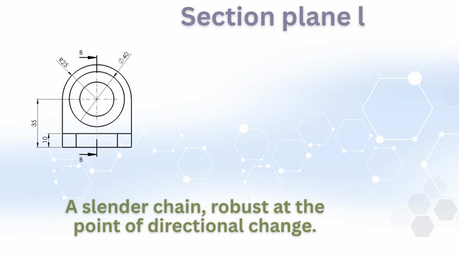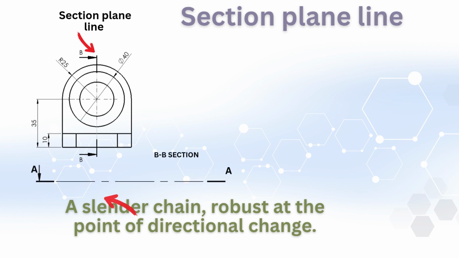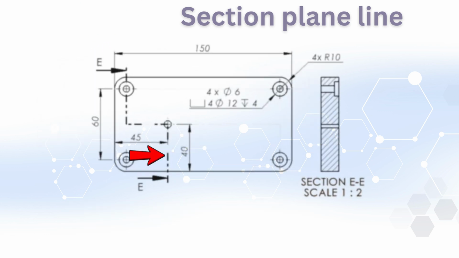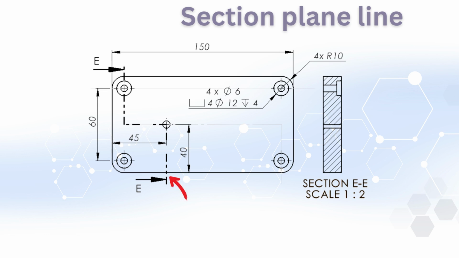Section plane line. This line is used to indicate the position of the cutting plane. In technical drawings, a section is taken to show the internal features of a part. To indicate the plane through which the section passes, chain lines with thick ends are used. Usually, the name of the section is written above this line, and arrows show the viewing direction. Thanks to this line, the person examining the drawing can easily understand from where the part has been cut to reveal its interior.